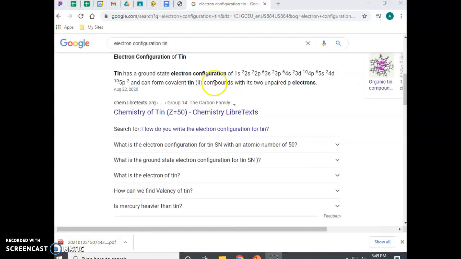So looking at the electron configuration of tin, it would be 1s2, 2s2, 2p6, 3s2, 3p6, 4s2, 3d10, 4p6, 5s2, 4d10, 5p2. So the highest S and P would be 5s2 and 5p2. 2 plus 2 is 4, so it has 4 valence electrons.